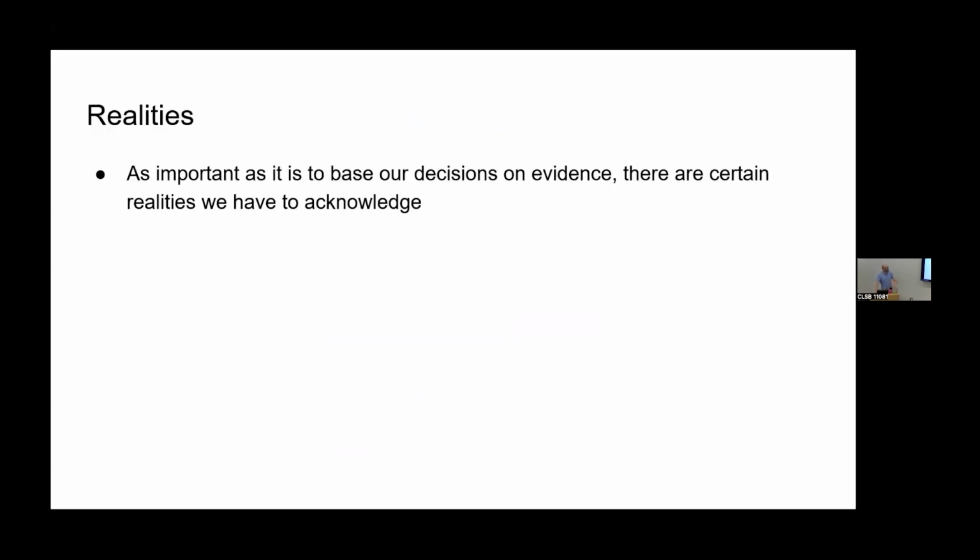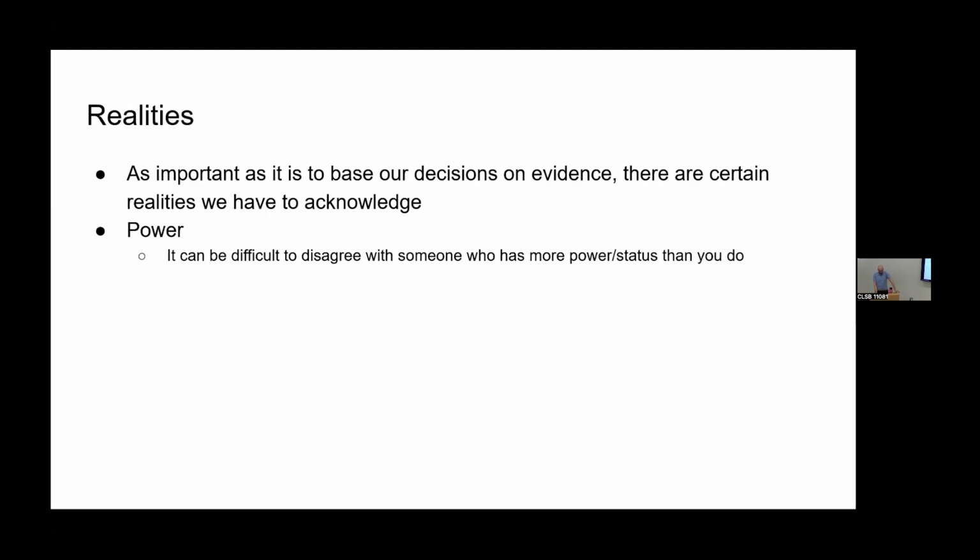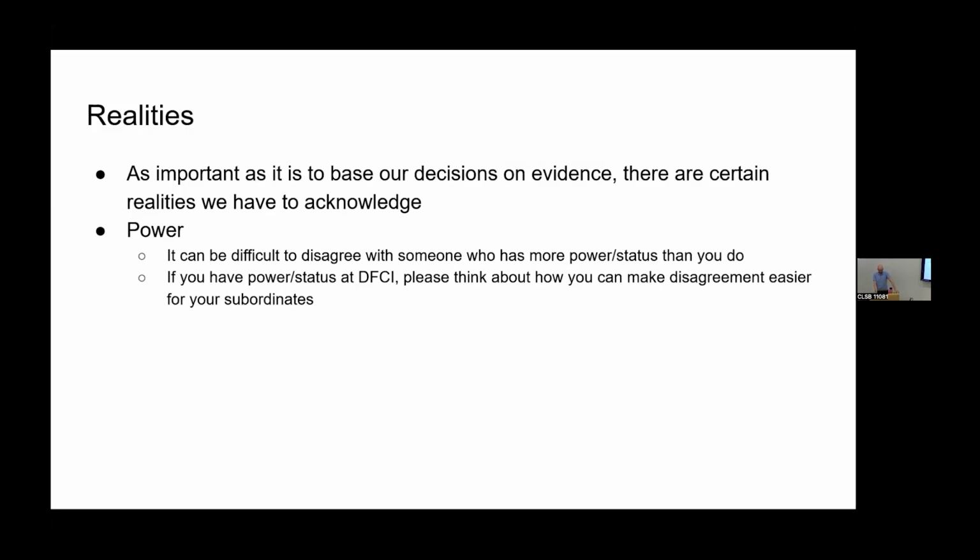All right, so I think this is the final preliminary thing that I wanted to talk about. As important as it is to base our decisions on evidence, there are certain realities we have to acknowledge. The first one is power. It can be difficult to disagree with someone who has more power or status than you do. I just want to acknowledge that. Even if I give you 1,000 evidence-based methods, this is tough. And I do have a request: if you have power or status, either here or wherever you work, please think about how you can make disagreement easier for your subordinates.